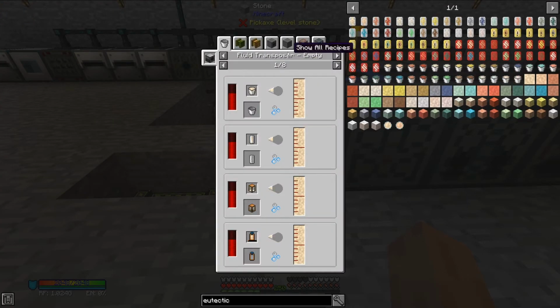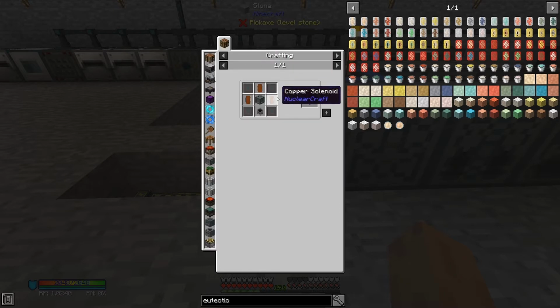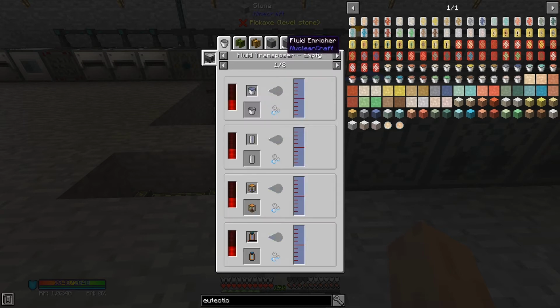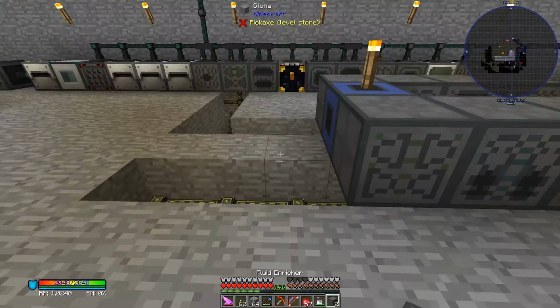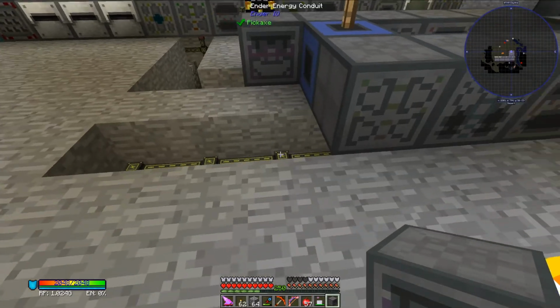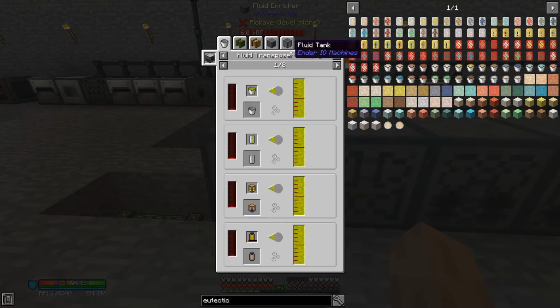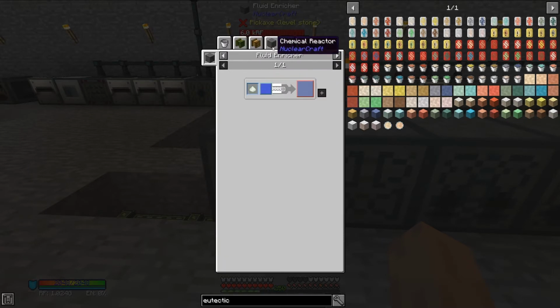So after the chemical reactor, we are going to need... sorry, I have to go back through this. I don't have this memorized here. I don't know why I chose that. The chemical reactor, and then we need fluid enrichers. Yes, fluid enrichers. And do those need water as well? I already forgot. Chemical reactor, fluid enricher. Yes, they need water as well.